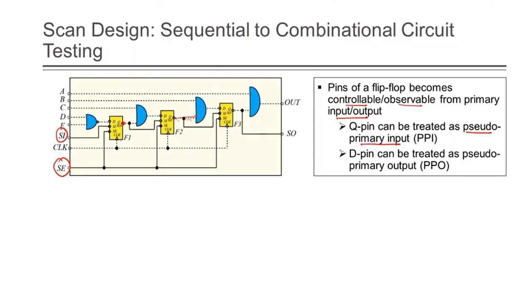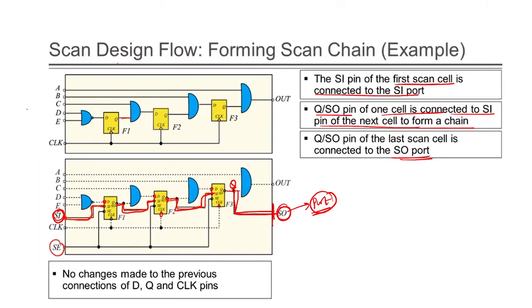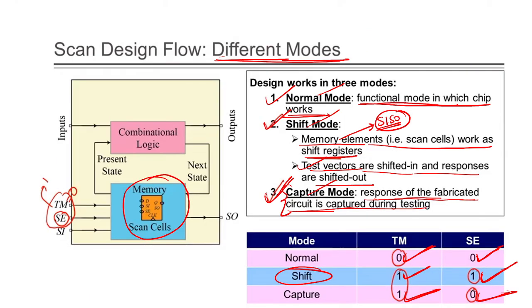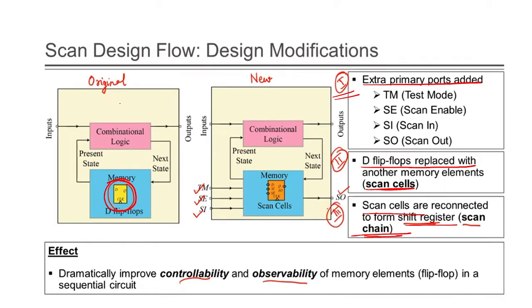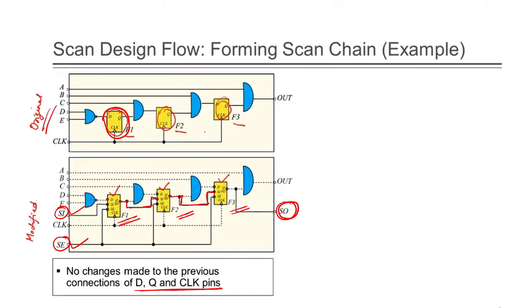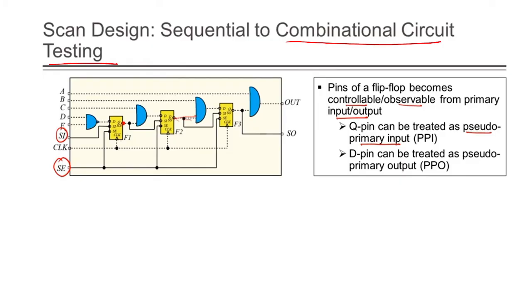As I told you, with the scan chain we can convert a sequential circuit to a combinational circuit for testing. Initially there is a sequential circuit. By applying the scan chain, I am converting this sequential circuit to a combinational circuit. How am I converting it? I'm replacing the D flip-flop with these scan chain elements.